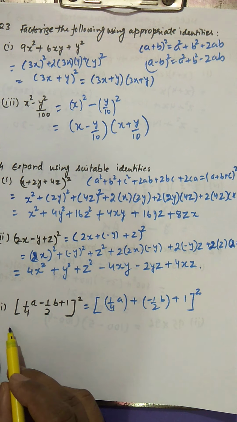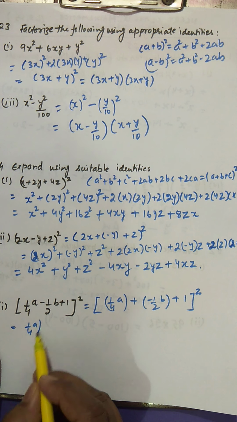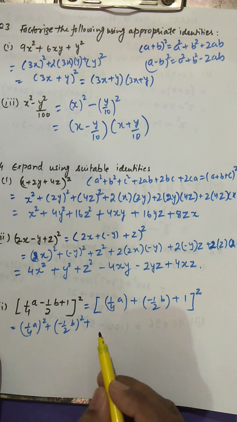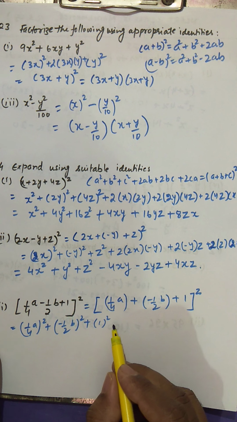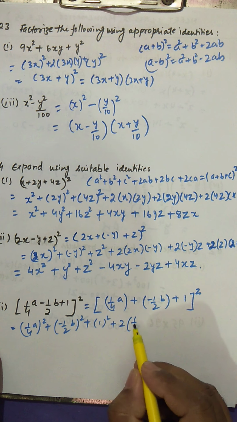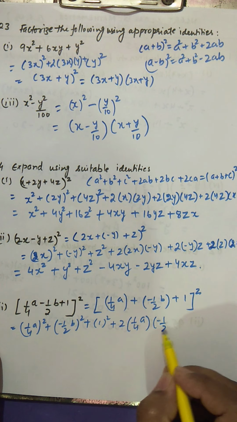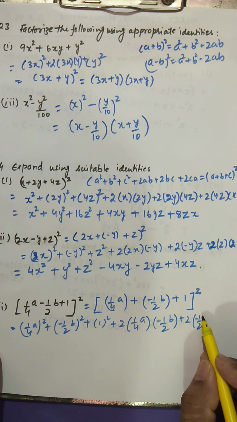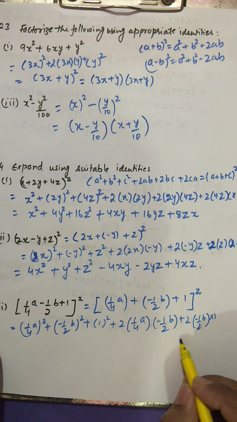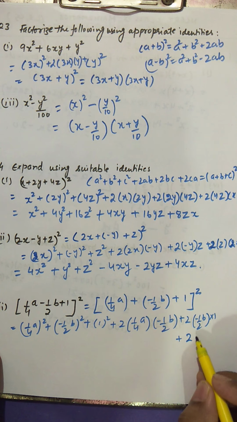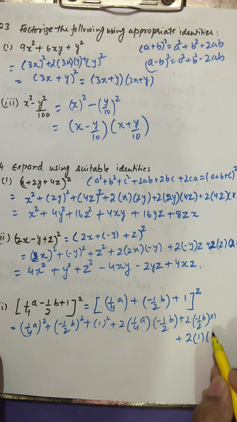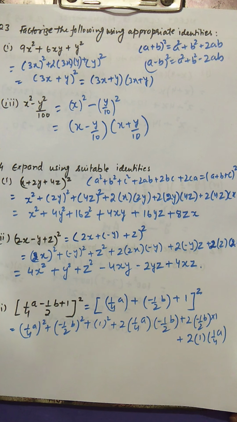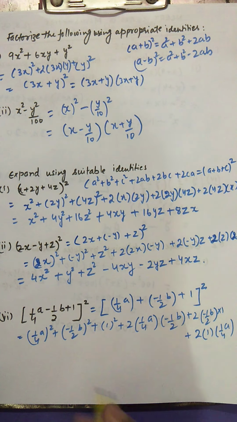So this will become (1 by 4 a) whole square, (minus 1 by 2 b) whole square, 1 whole square, plus 2ab, 2 into 1 by 4 a into minus 1 by 2 b, and plus 2bc, minus 1 by 2 b into 1, and last will be 2ca, so 2 into 1 into 1 by 4 a. So this way you have just applied the identity. Now you just simplify this for the last step.